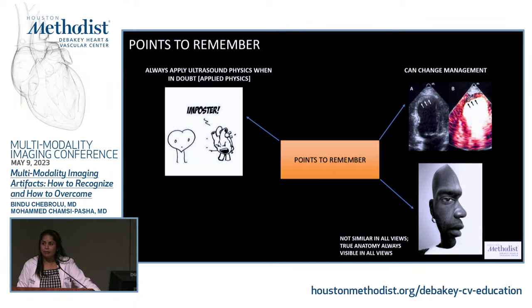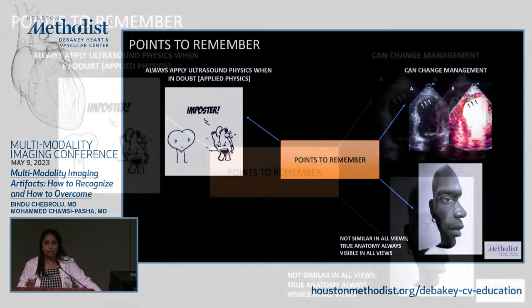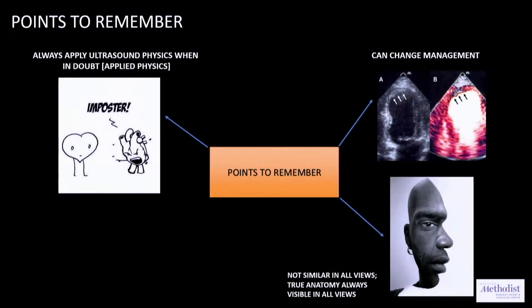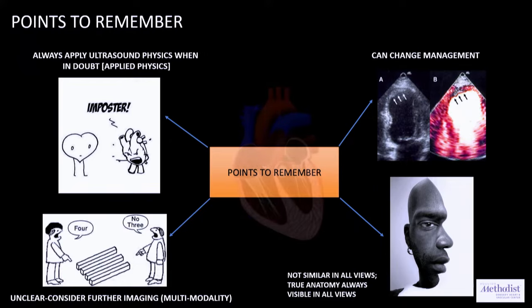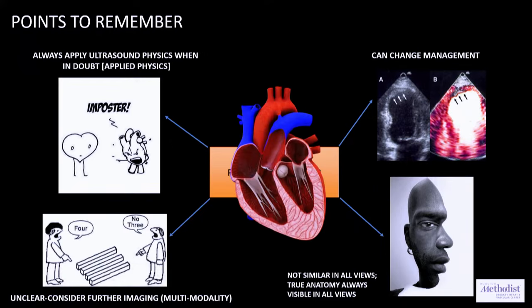And remember, if it's true anatomy, it's always visible in all the views. If you think about it, it's multidimensional. If there is something there which is real, then you're going to see it in multiple views. And finally, if you're not sure, don't think echo first. Don't hesitate to go for multimodality if you have to, to make sure that there's nothing there. And again, remember, everything is in three dimensions. Always think about everything you see in the third dimension as well.